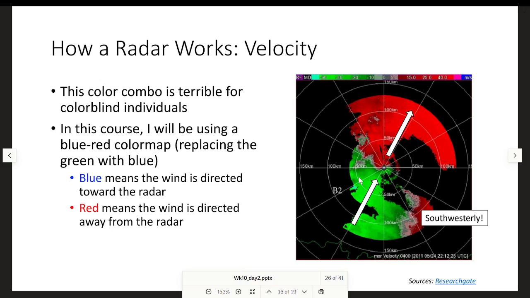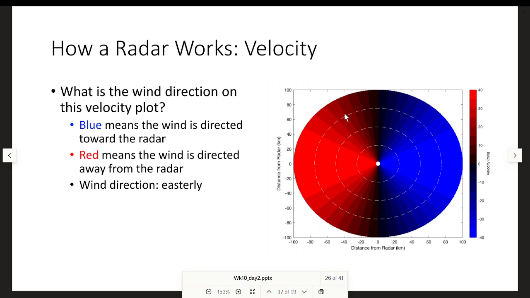This is a terrible combination for colorblind individuals. I guess she replaced green with blue. So, blue means the wind is directed towards the radar, and red means it's directed away from the radar. That's nice of her. Unless you're blue colorblind, then that sucks. But I'm pretty sure most people are red-green colorblind, so hopefully you're not blue colorblind.